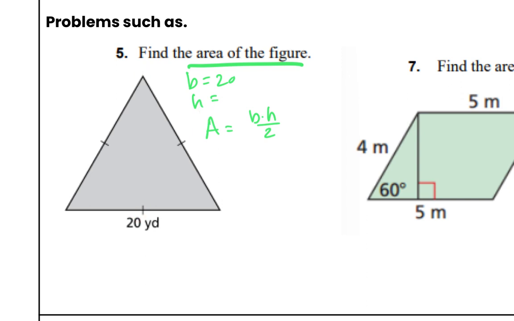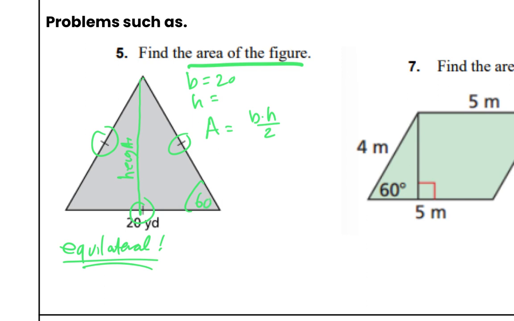Okay, so what do we know? Let's check this out. We know that this one's an equilateral. Okay, that means to find this height, if that's an equilateral, that means that's 60, right? That means that's 60. That means each of these are 30. That tells us that it's a 30, 60, 90 right triangle, right?